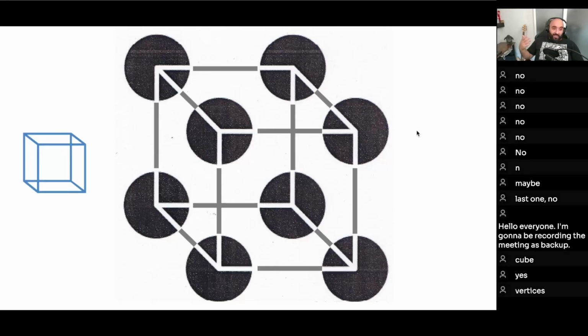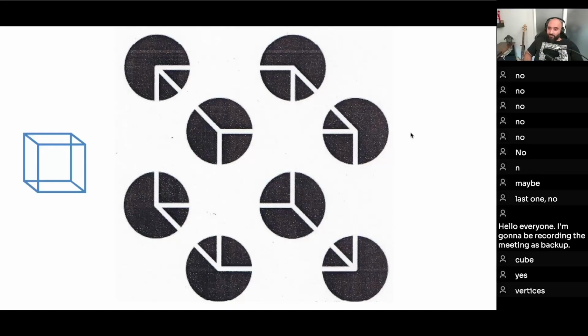When you look at the whole thing, when you're not looking at these individual circles, your brain creates that shape of the cube for you. And it's really hard not to see it. It's just really hard. This cube is there.